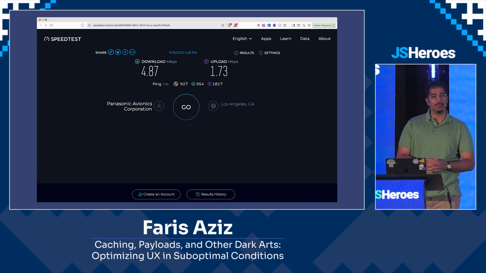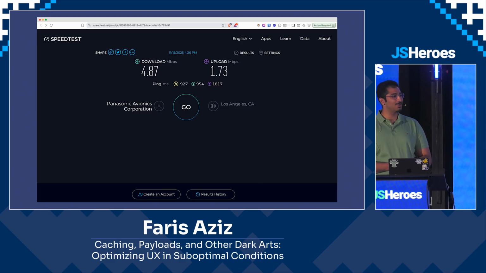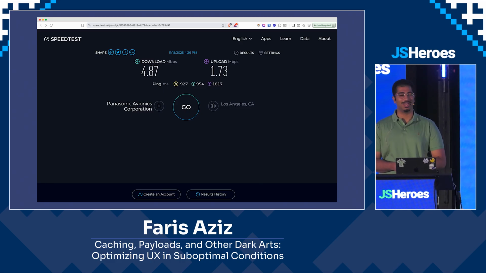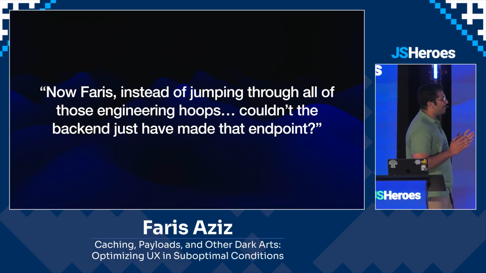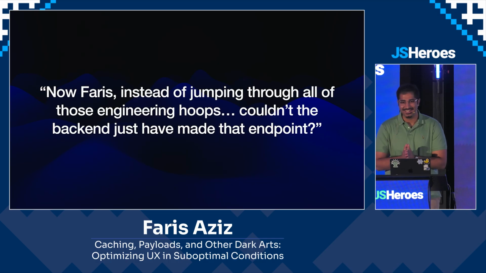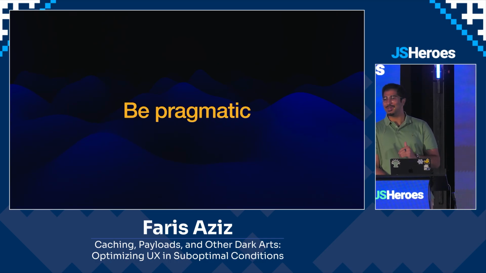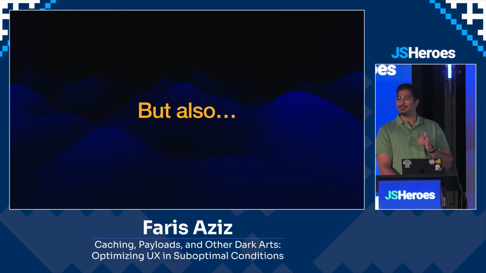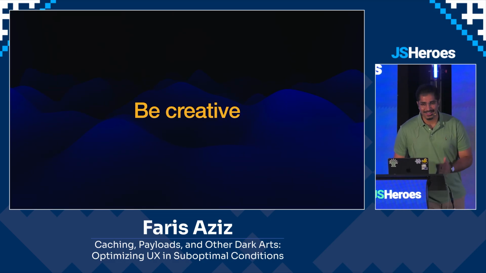So on an airplane, we went from 13 seconds to 3. And that, I think, is a pretty cool experience, because I've never had a good time with airplane Wi-Fi. Now, Faris, instead of jumping through all of those engineering hoops, couldn't the backend have just made the endpoints faster? And that is never going to be the point. The point is to be pragmatic, but also to be curious, to be creative, and thank you for your time.